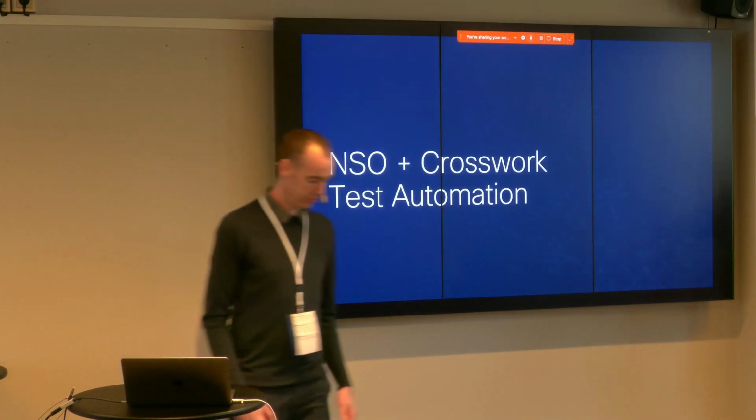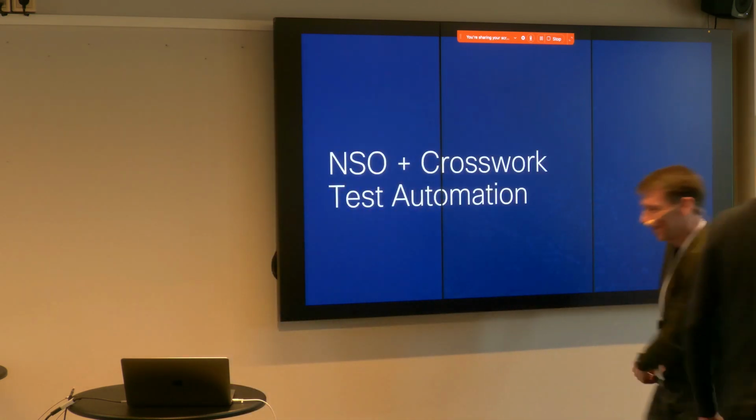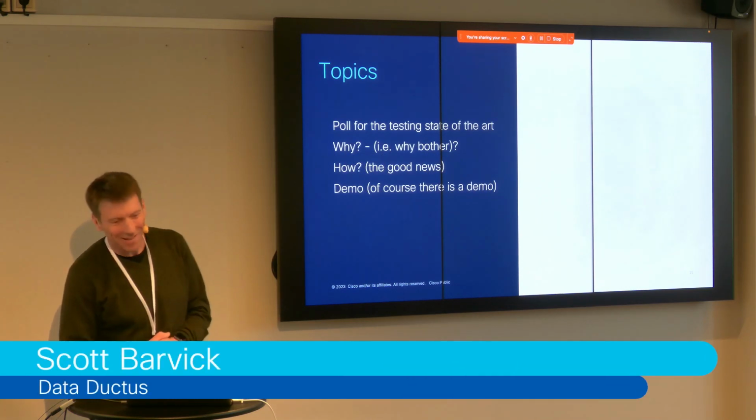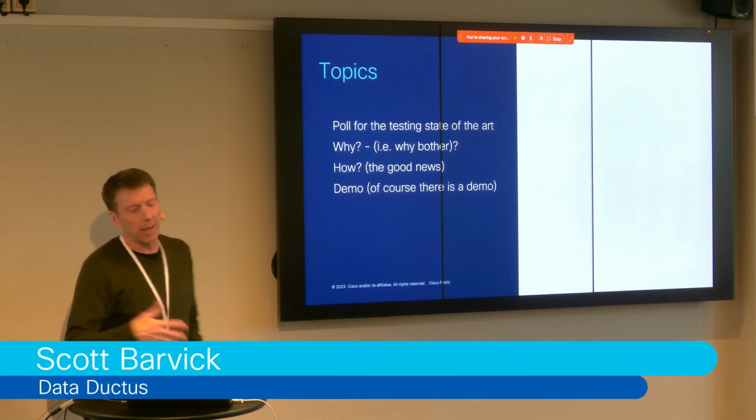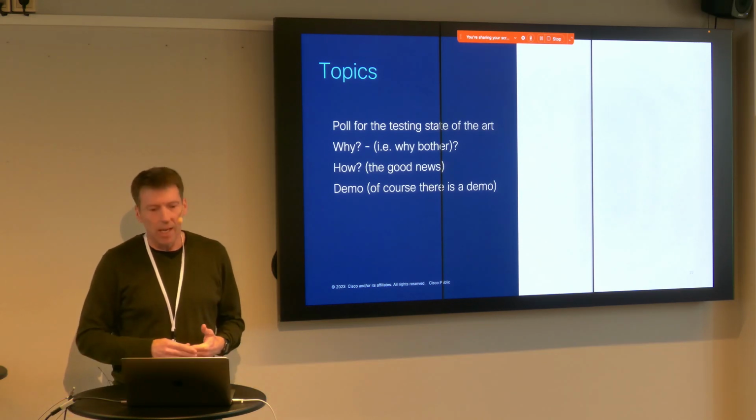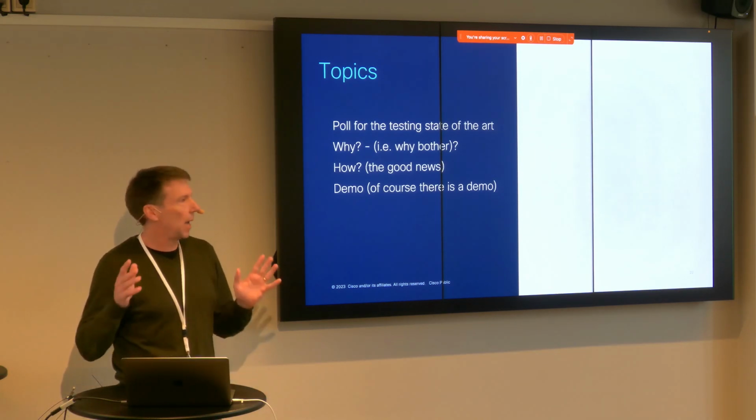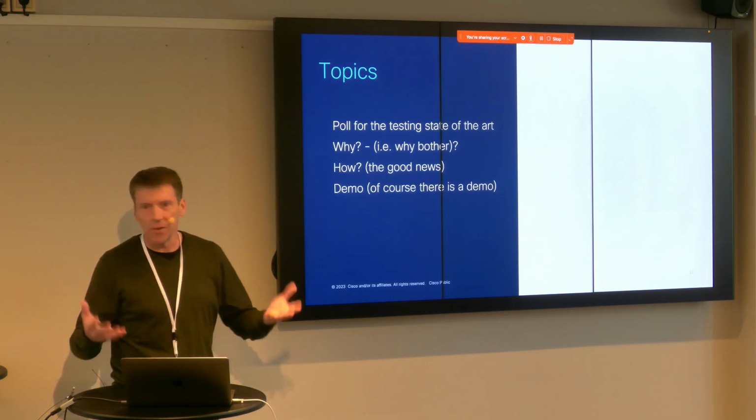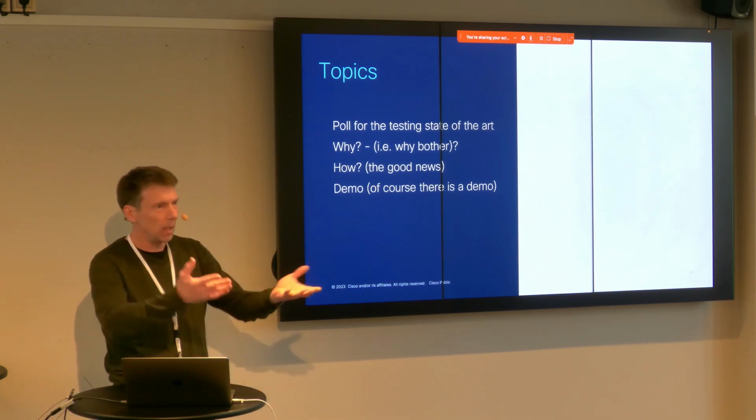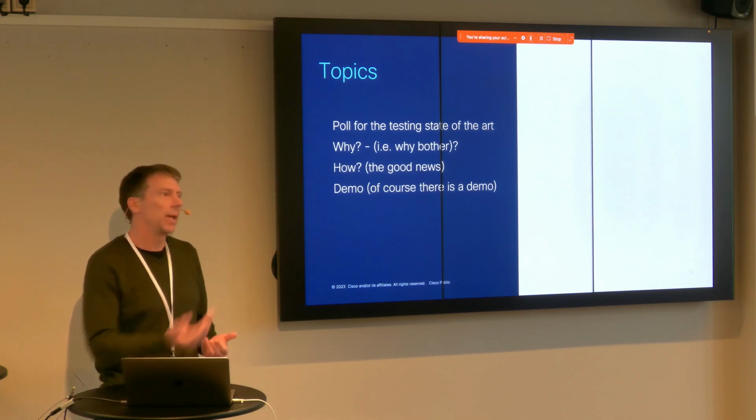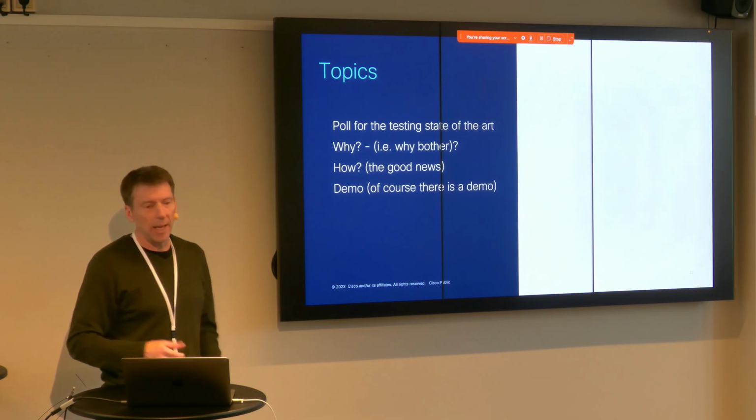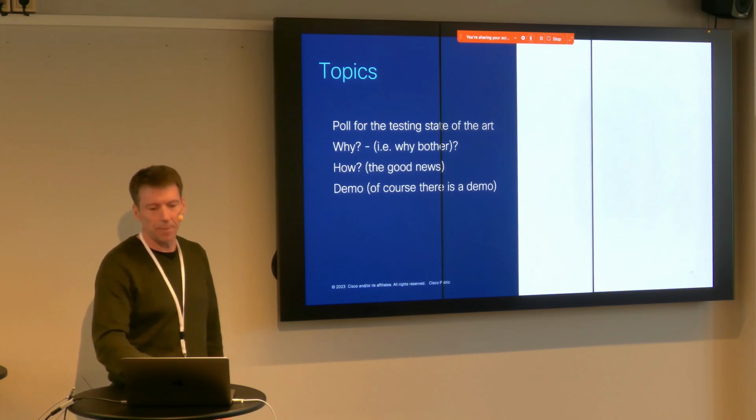And just remember everything that he did by hand, and think about doing that by hand. So this is what I'm doing today. Poll for, again, the state of the art. Talk about why we do this in an automated fashion, and then how. That's the good news, because we can. It's right at your fingertips. In fact, we're doing all the pieces already with NSO, and Crosswork is a natural extension, just a much bigger extension. And then, of course, there's a demo, so we'll do that.